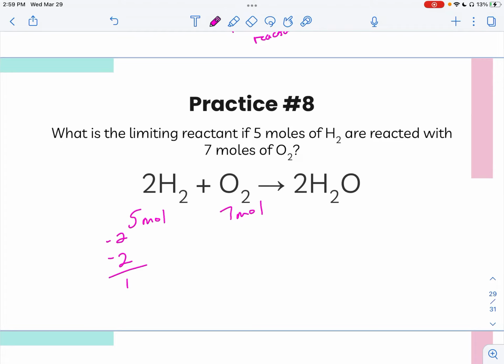So for my hydrogen, I can get about 2.5 reactions out of what I'm given, my 5 moles. For oxygen, it only takes 1 mole for each reaction. If I have 7 and I only need 1 each time, then that means I can get 7 reactions out of oxygen. So what's my limiting reactant? The smallest one is going to be hydrogen.